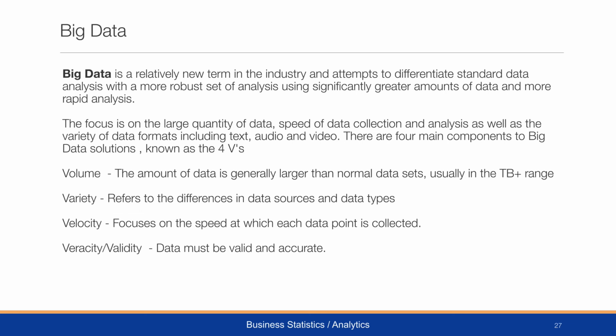There are four main components to big data known as the 4 Vs. You're going to have a lot of volume. Generally, these are larger than normal data sets, larger than anything we would do in this session, usually in the terabytes or greater range. Variety will come from different sources and different data types. So we might be mixing tabular data with audio and video to really get some more insights into what's going on. Velocity focuses on the speed at which each data point is collected. The veracity and validity is that the data must be valid and accurate. And as such, we want to make sure that what we believe it means is what it truly means.